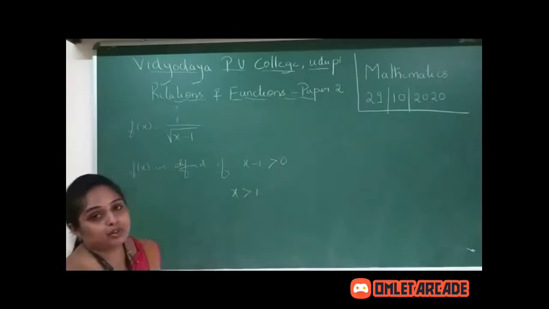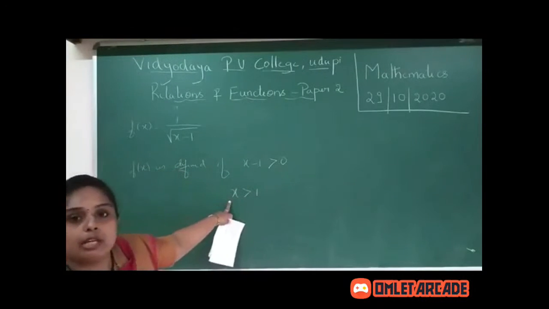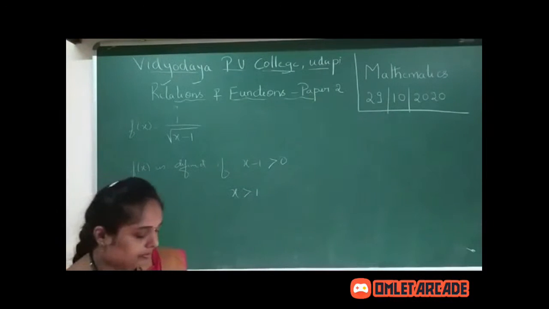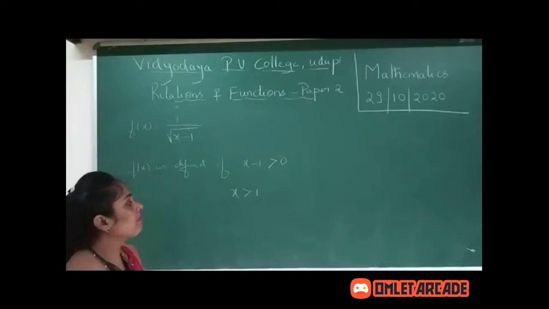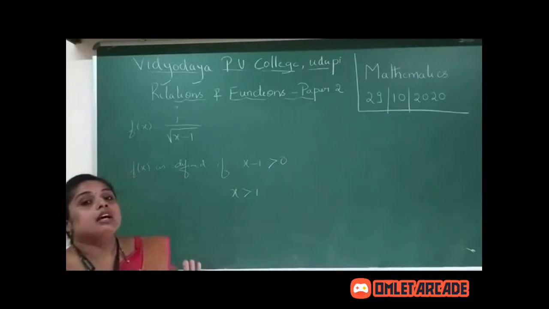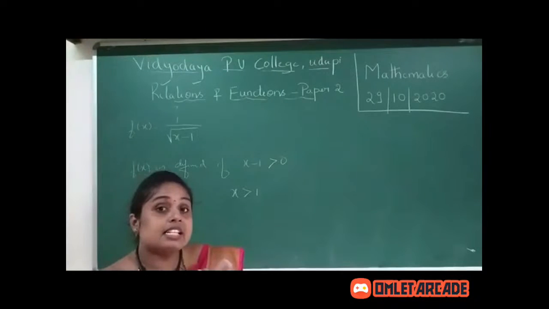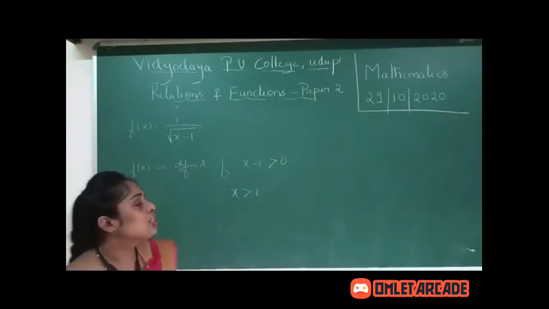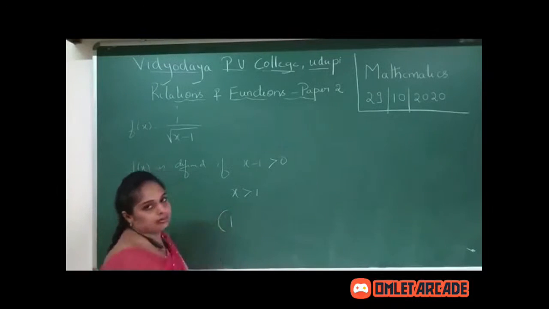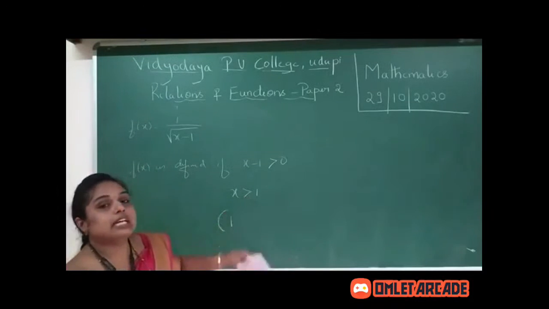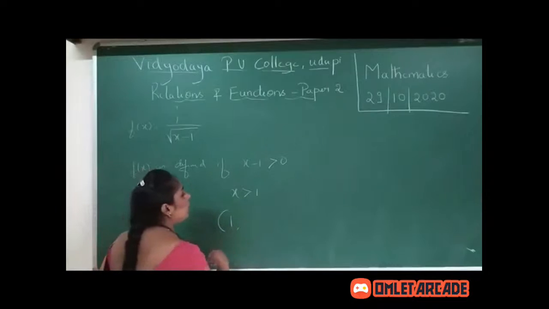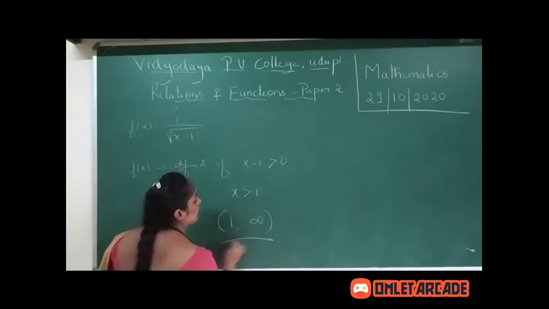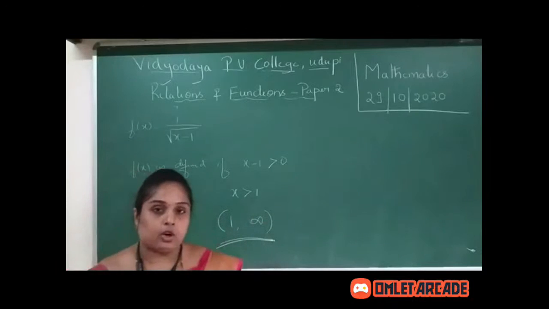And the question is to find the domain. Domain is what possible values we can put for x so that f of x is defined. So x greater than 1. Now if you look at the options, greater than 1 means it does not include 1. It's just greater than 1. It can be 1.001 something, but not 1. So it's an open interval at 1, not closed, because greater than 1, and it goes on up till infinity. Okay, second option.